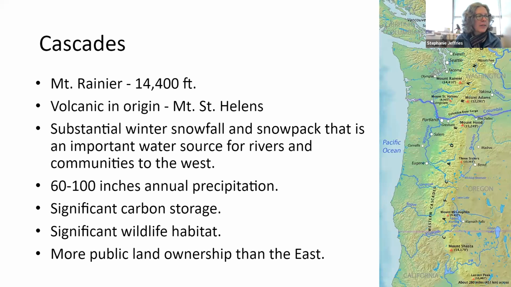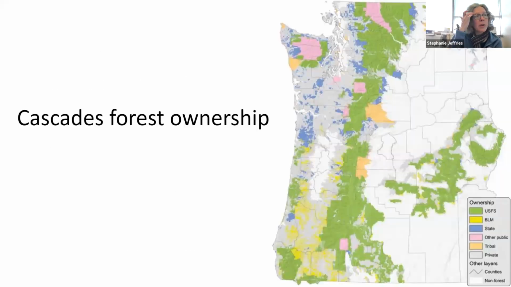And then lastly, more of the Cascades are in public ownership, certainly much more than the East Coast. And I want to show you that quickly. So we're looking at the Cascades here again. This is similar to the map on the last slide. All of the green is U.S. Forest Service land. And then we've got a couple of significant tribal holdings here, lots of state parks, other public land shown in pink.